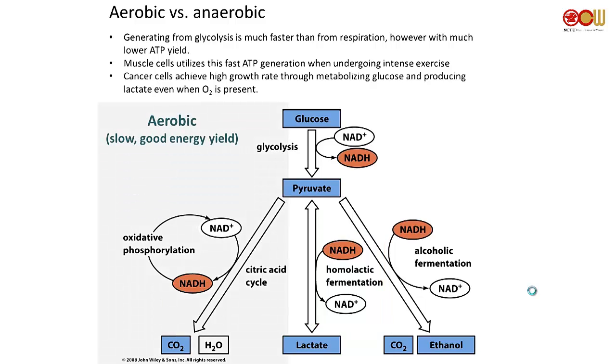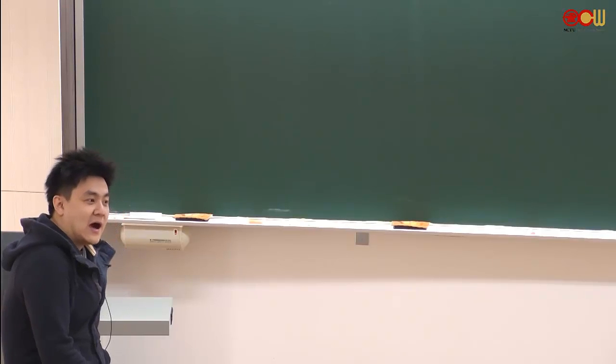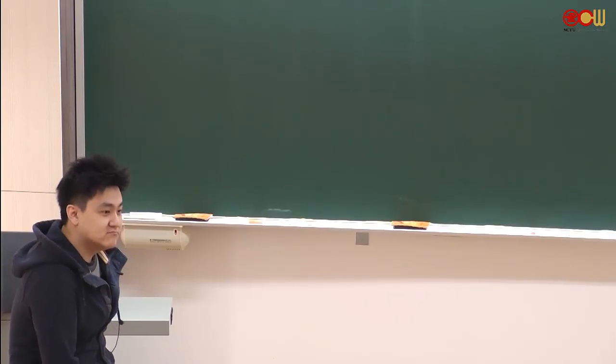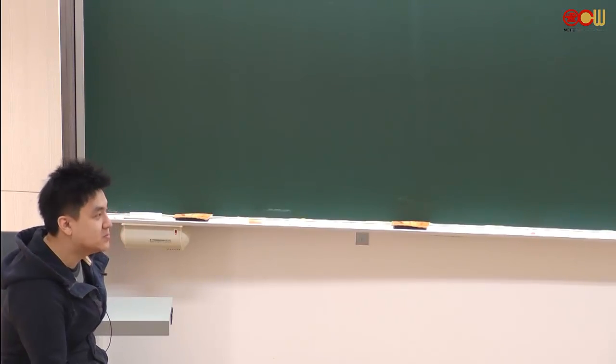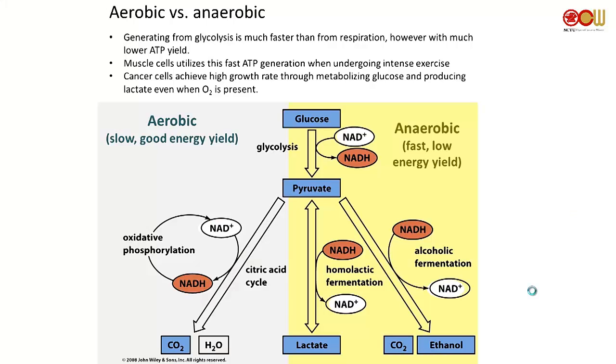So aerobic is slower, but has a very good energy yield in terms of producing ATP. Anaerobic is typically fast, but has lower energy yield. Why is that? What do you think? Why is the anaerobic process lower in energy yield compared to the aerobic process? By energy here, I mean ATP, meaning how many ATP I can produce. And ATP is going to couple to, say, oxidation of organic products.